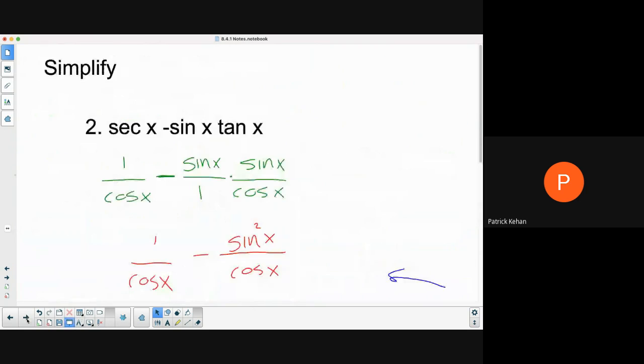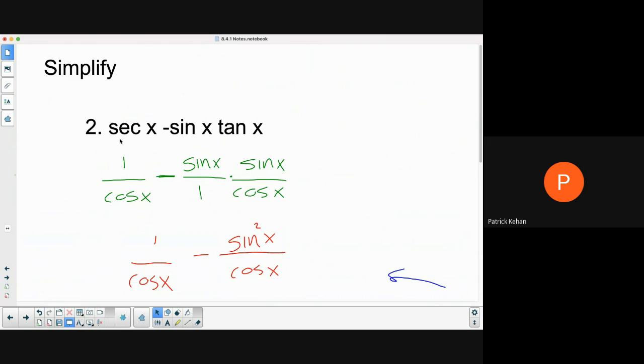All right, next one. Secant x minus sine x tangent x. A little intimidating, but just be careful. This is a subtraction, and then this is product of two factors. Again, sines and cosines are your best bet here.